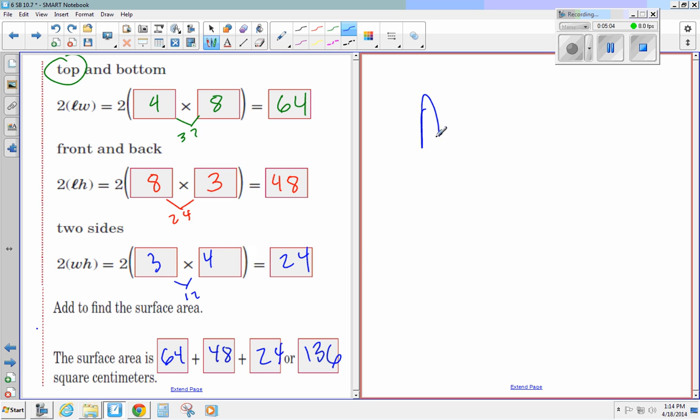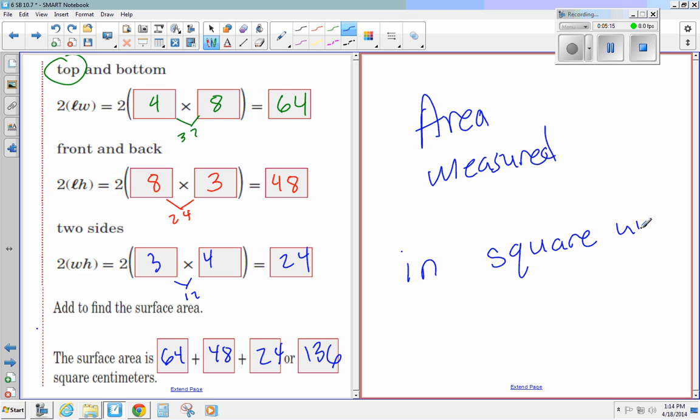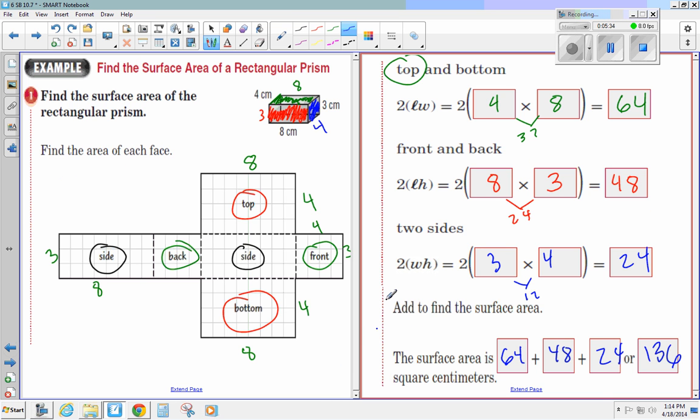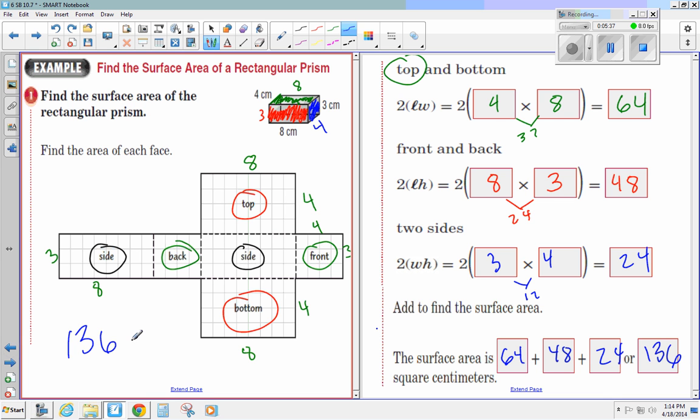All right, so that's something to put in. Area is measured in square units. So you will have meters squared, centimeters squared, inches squared, yards squared. It's the square units. So this is 136 square centimeters. All right, so that's the example.